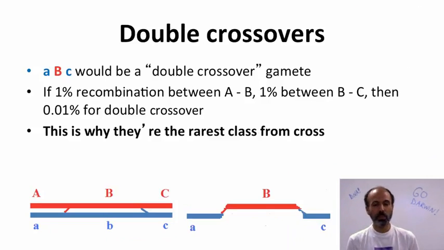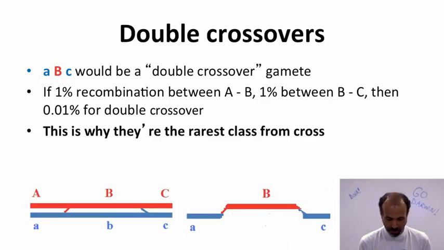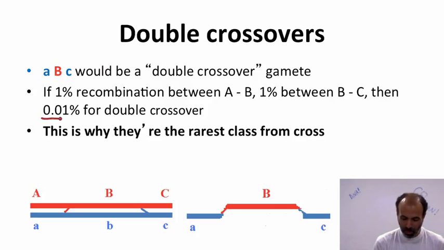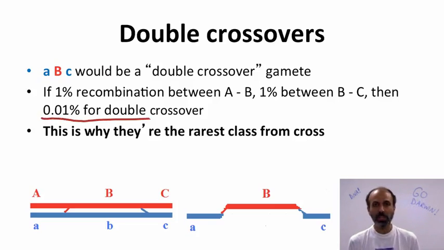Well, again, double crossovers: there are basically two things happening together. In this case, we have the little a, big B, little c as a double crossover gamete. Imagine that you have a 1% chance of recombination between A and B, and a 1% chance of recombination between B and C. Then you could actually multiply these two probabilities. So it would be a 0.01% chance of a double crossover.